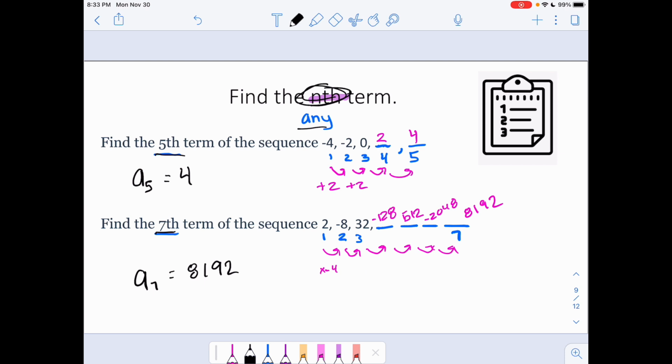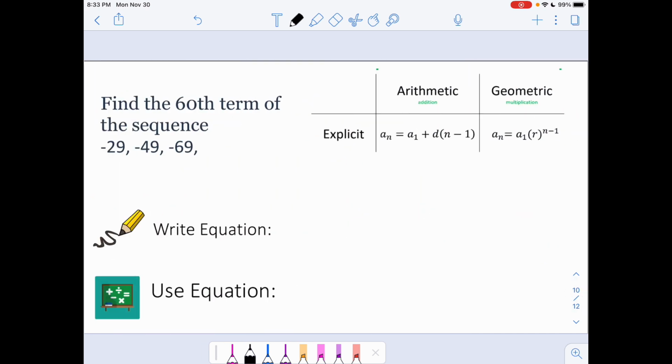Finding the nth or any term is pretty easy when we're finding terms that are relatively early on in the list, like the fifth or the seventh. But it gets more challenging when we're finding terms way later on in the list, like the 60th term. When you're being asked to find those, you're going to want to write the equation and then use the equation. So let's do that. First, I see my initial value is -29. And now I see that my pattern is subtract 20.